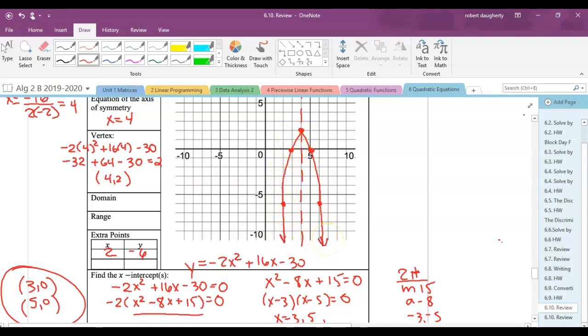What is the domain of this function? Negative infinity to infinity. What's the range? Negative infinity all the way up to 2.